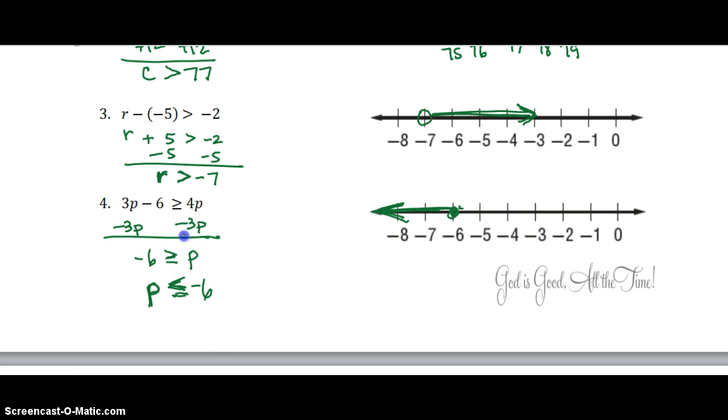It's okay. I will absolutely accept this answer. I just rewrote it to help me, to aid me in graphing. As much as I would accept this part of the answer, if you graphed it, pointing it the other way, I would count that wrong. That is wrong. Writing the P last is not incorrect. Now, if I called on you in class and I said, give me the answer to number 4, please don't tell me that -6 is greater than or equal to P. You should say P is less than or equal to -6.